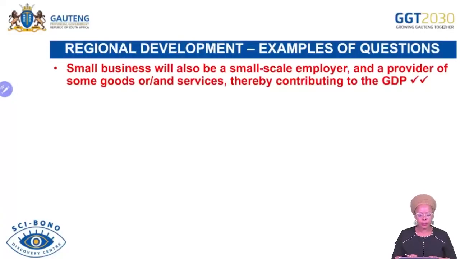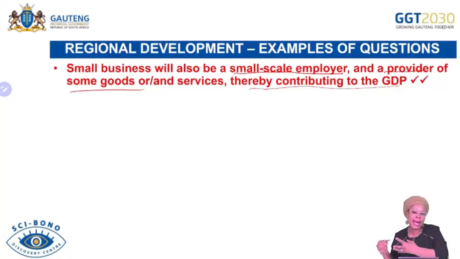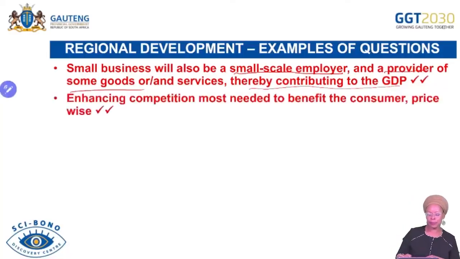Let's continue. Small businesses will also be what? Small-scale employers. And they also provide goods and services, increasing what? The supply of goods and services in the economy. So as a result, it contributes to the GDP. And it doesn't only contribute to the GDP, it also contributes to the payment of taxation. These businesses, where they buy their supplies, they buy them with VAT included. They're contributing directly and indirectly to the growth of the economy.